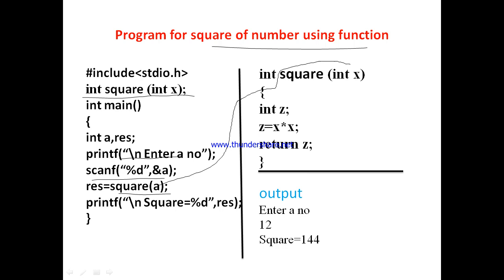The value of a is stored in the variable x. int z, here z = x * x. The square is stored in the variable z, return z. So again we come to the place where the function is called. Here the value of the square is stored in the variable res, and this res value is displayed using the printf statement. Square is equal to whatever the value. Suppose we enter 12, the program gives the value 144.